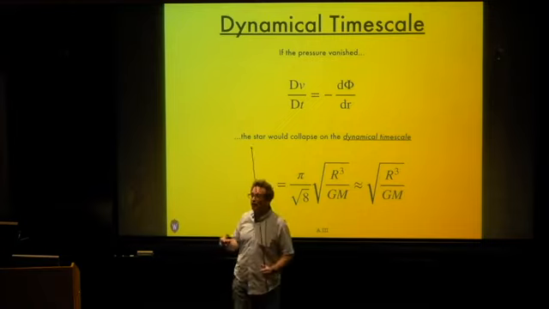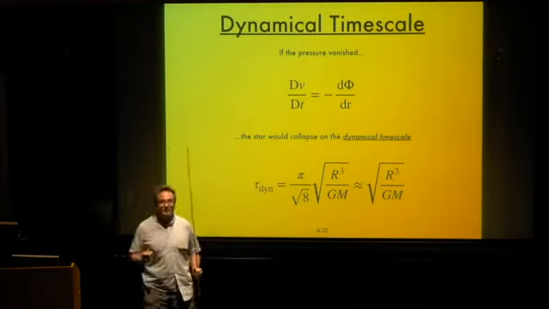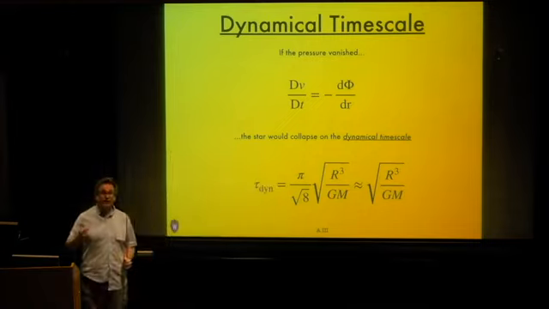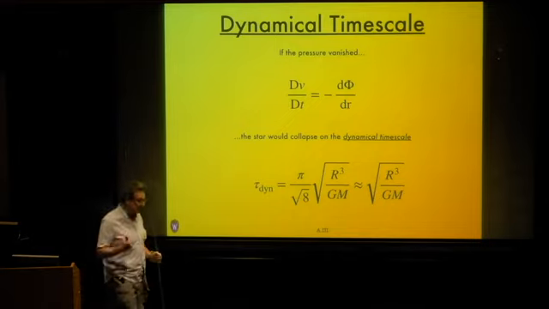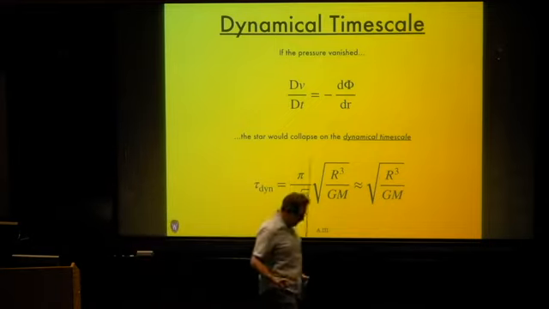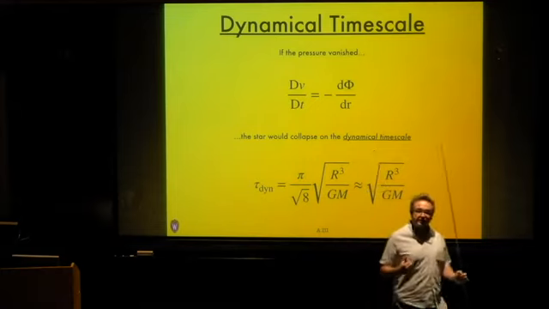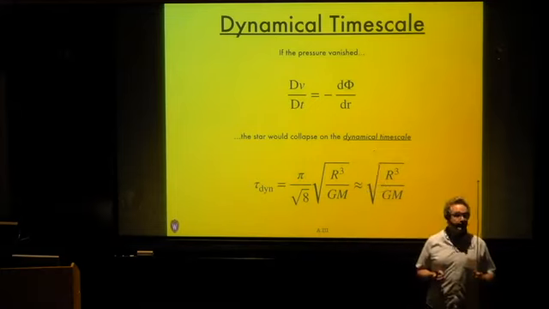It's only when we worry about processes shorter than the dynamical timescale that we ever have to think about departures from hydrostatic equilibrium. And in practice, there are very, very few points during a star's life where it ever significantly departs from hydrostatic equilibrium. Okay?